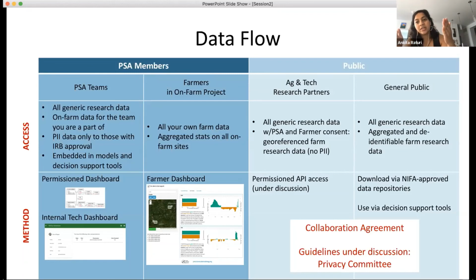As we're now starting to think a little bit more broadly to include a variety of ag and tech research partners, we thought it was important for us to take a little step back and think about how we want some of these practices that have emerged from within PSA to become codified, for us to be able to share outside of PSA. And so this was some of the incentive for the privacy committee coming together.